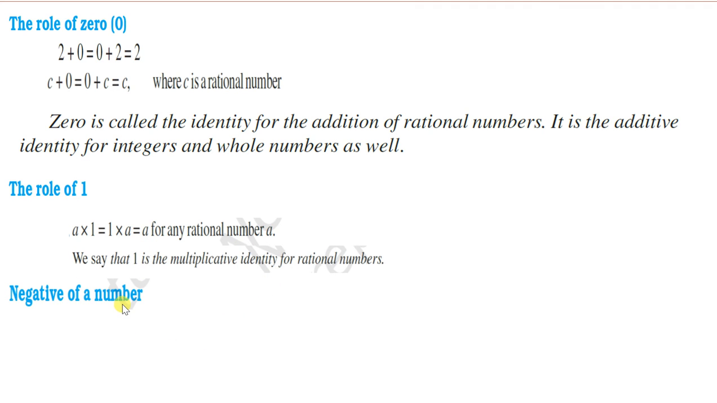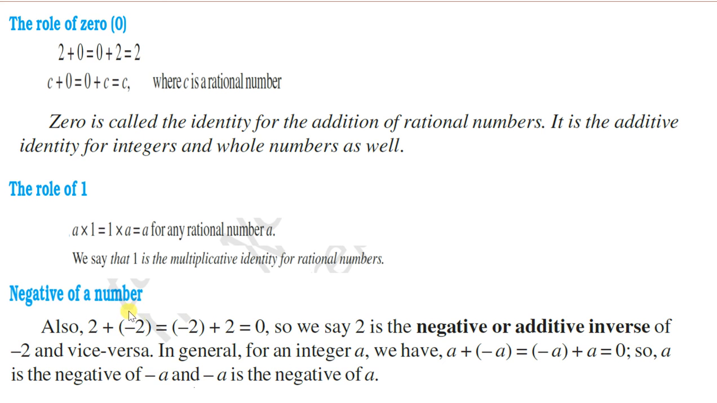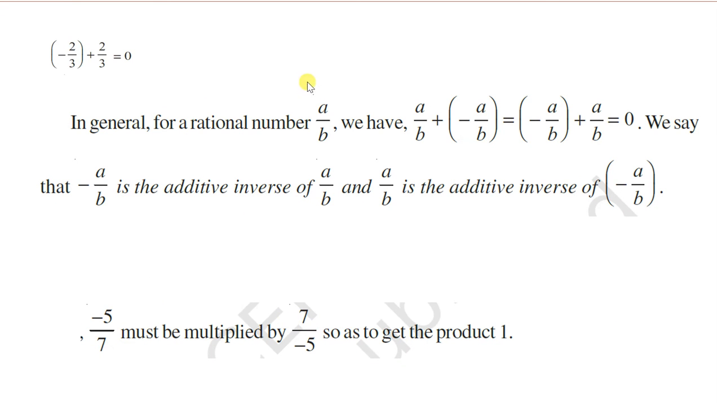Now, negative of a number. Negative of any rational number is that number which when added to it will give you the additive identity. So negative of 2 is minus 2 and negative of minus 2 is 2. So if a by b is a rational number, then its negative is minus a by b. It is also called the additive inverse of a by b. If you have a rational number 2 by 3, its additive inverse is minus 2 by 3, and you can say vice versa also.